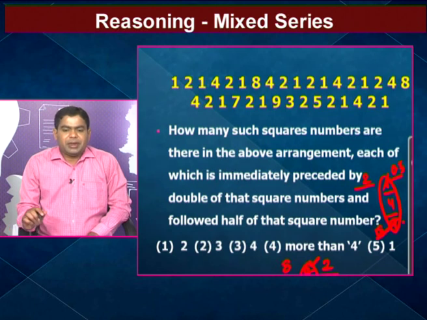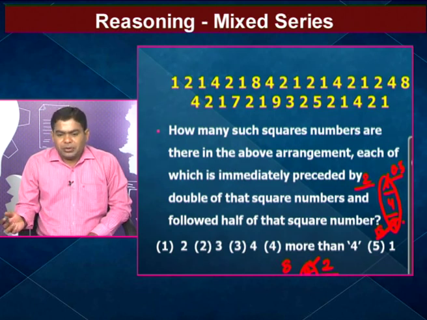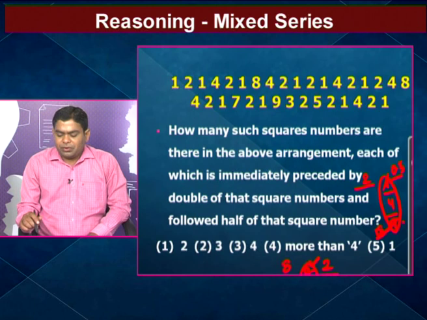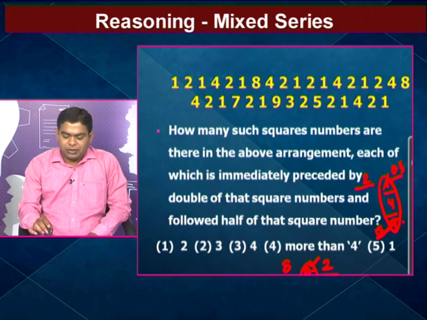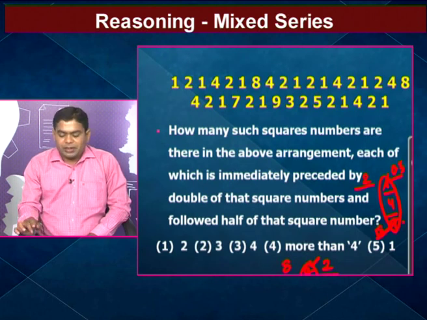So the left side must be 8 and the right side must be 2. Then we count those 4s. Here by observation, 4 is there, but it is not preceded by double of that number. Preceded must be double, double means 8, so there is no 8. That's why this 4 is not satisfied. After that we go to the next 4. That one is preceded by double of the number and followed by half of that number. That means at present one 4 is satisfied.